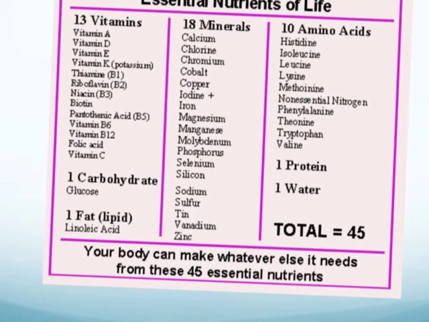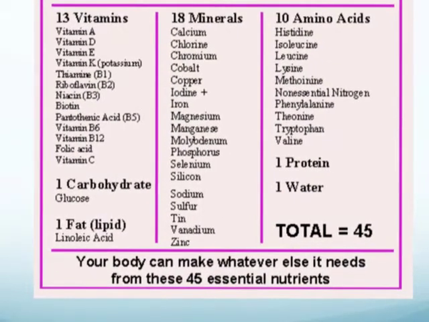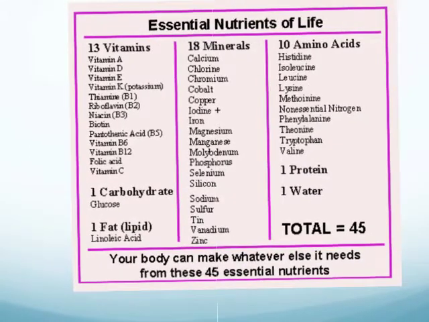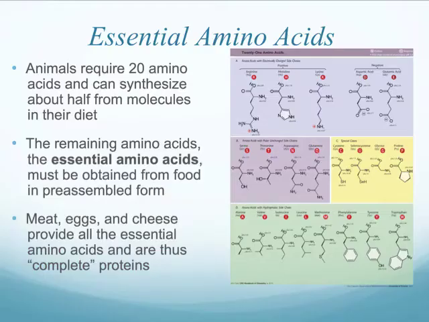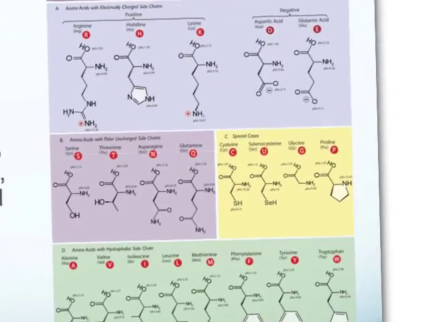Okay. So everything that you need can be made from these 45 essential ingredients. All right, there are 20 different amino acids. All of them can come from your diet or be composed somewhere from the foods that you eat. When you look at an individual amino acid, there are two parts to an amino acid that you need to know.